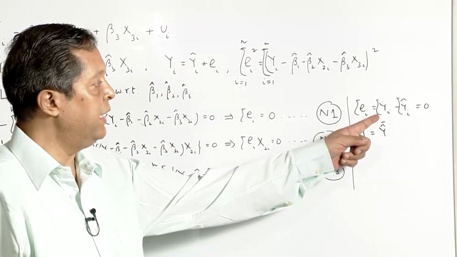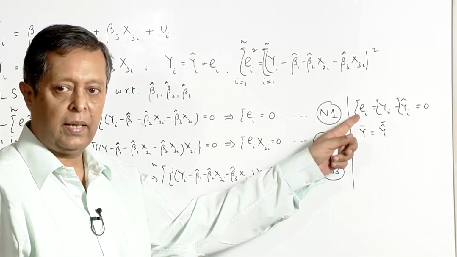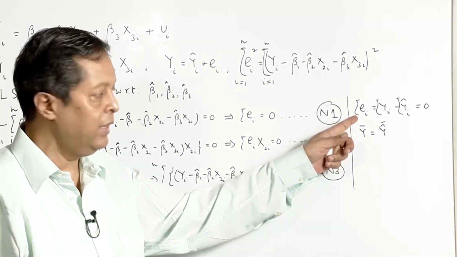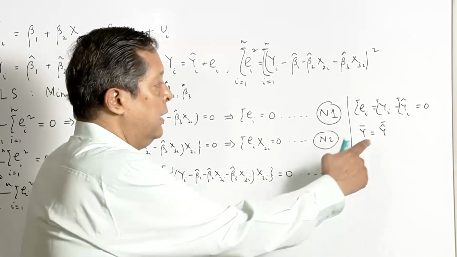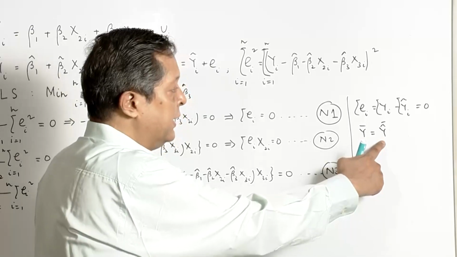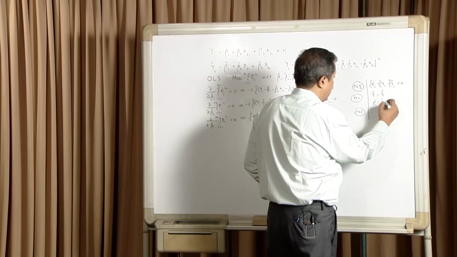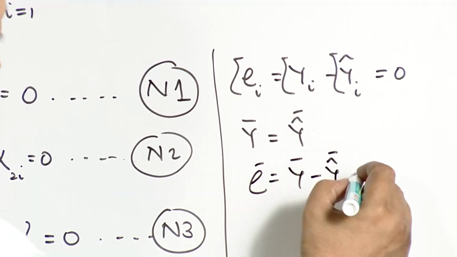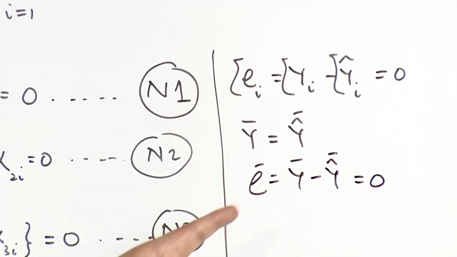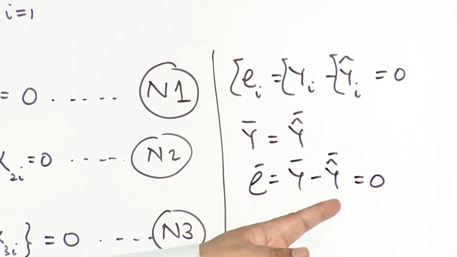If we divide this by n and this by n, also the left hand side by n, that means e bar is equal to y bar minus y hat bar, and that is equal to 0. So e bar is equal to y bar minus y hat bar, which is equal to 0, which means y bar is equal to y hat bar.